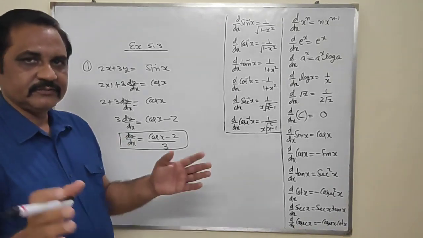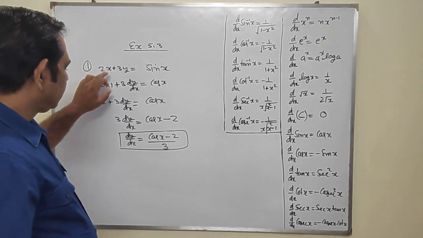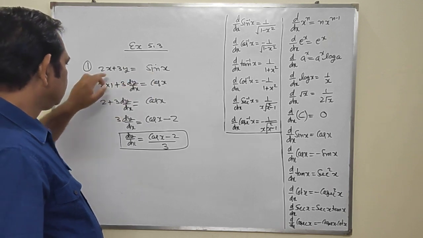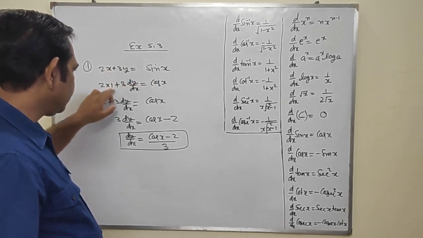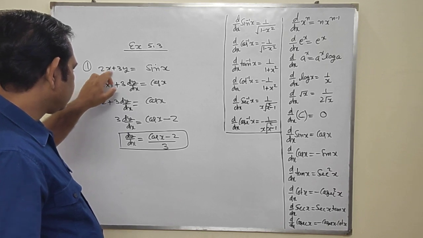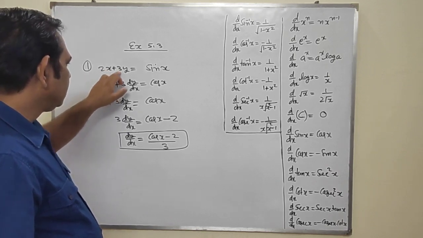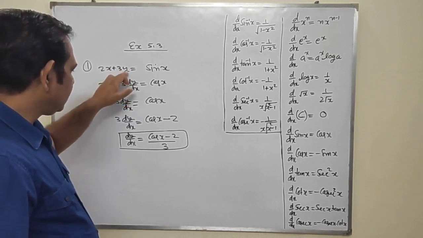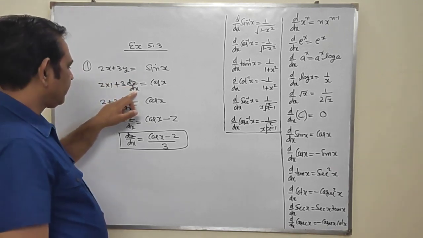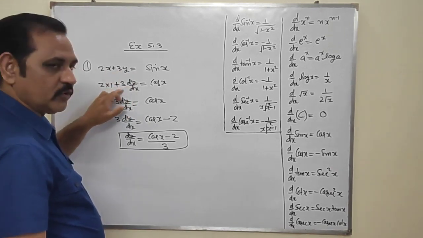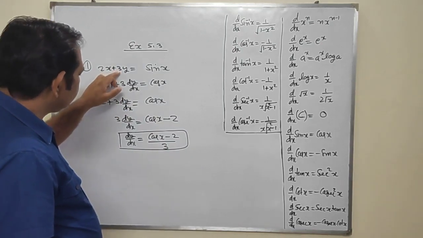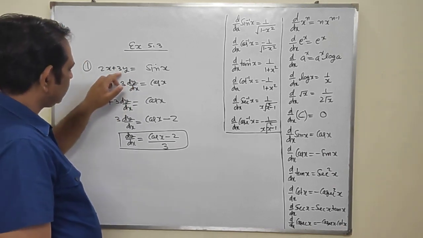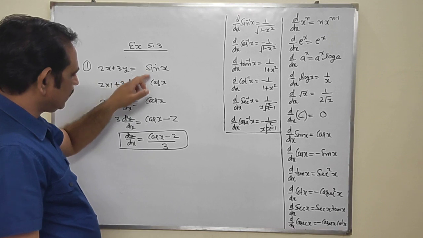I am repeating once again. Listen carefully. Question given is 2x plus 3y is equal to sin x. So differentiation of 2x, differentiation of x is 1. So differentiation of 2x will become 2 into 1 plus 3 dy by dx. Differentiation of 3 as it is, differentiation of y is dy by dx. Differentiation of any constant term is 0, we know very well. But here 3 is multiplied by y, so we will do the differentiation of y only. So total differentiation will become 3 dy by dx.